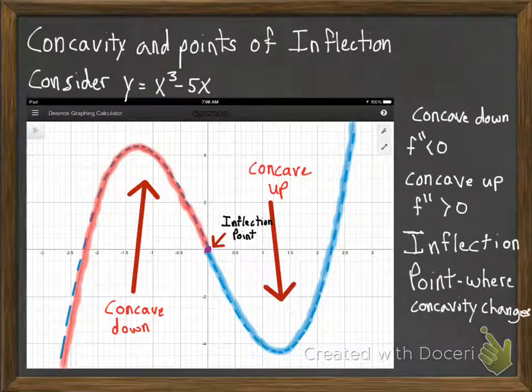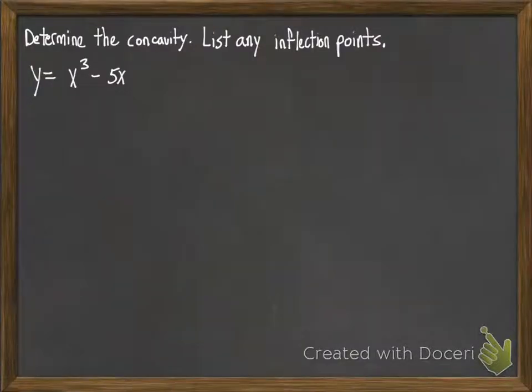So the key, as we saw, was concave down when the second derivative is negative, concave up when the second derivative is positive. So we begin by finding the derivative. We differentiate very easily. y prime is 3x squared minus 5. y double prime would be 6x. And now we want to look for when that, 6x, is positive and when it is negative.